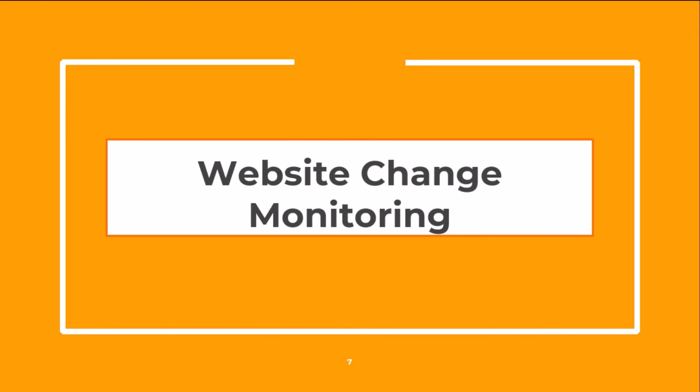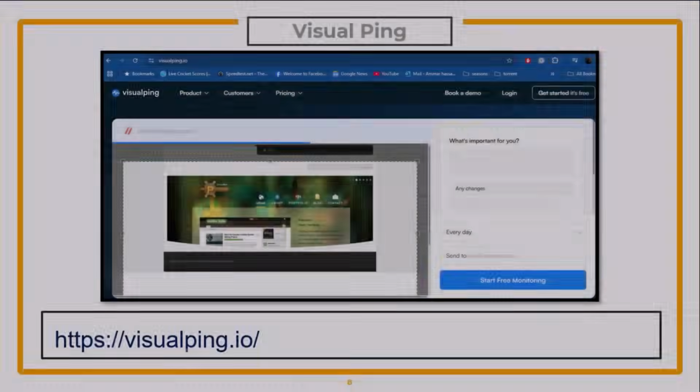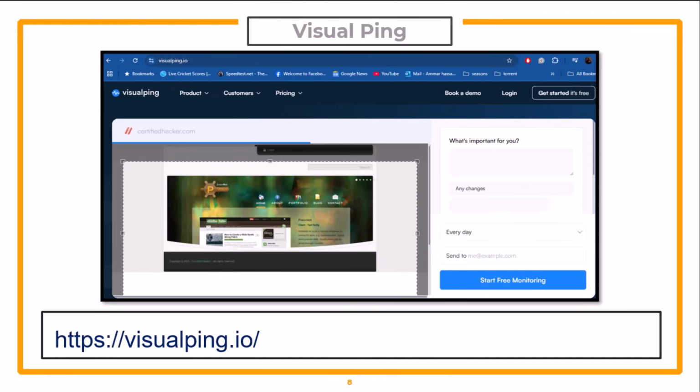Now we move to one of the most powerful OSINT techniques, website change monitoring. This is how we catch new information the moment it appears. Our primary tool here is Visual Ping. It allows you to select a specific area of a web page and will send you an email alert with a screenshot the moment that area changes. Let's see how this works.